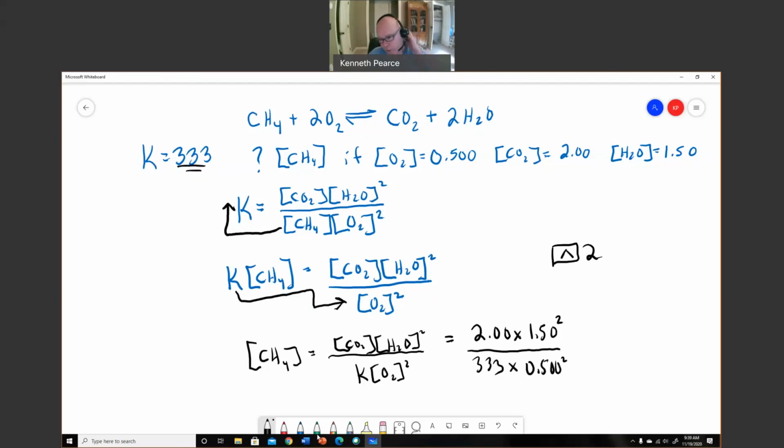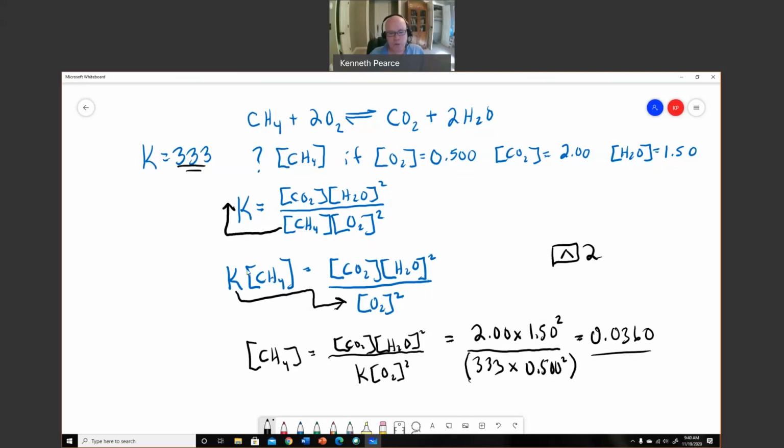We put this in our calculator, and you should make sure that you can put it in the calculator and get the same answer. And that would be 2 times 1.5 squared divided by parentheses 333 times 0.5 to the second, close parentheses. Keep in mind, everything in here should be in parentheses. And I will hit equals, and I get 0.0360 as my answer. And so that's the concentration of CH4 if the equilibrium concentrations are as indicated up above.